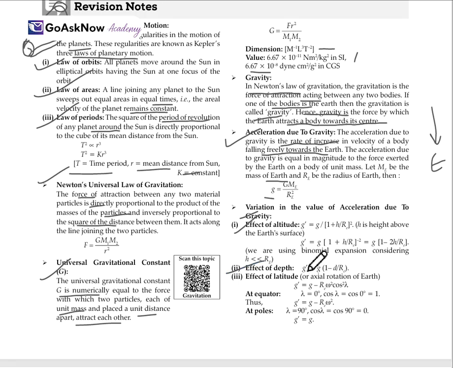Effect of depth: g' will be equal to g(1 - d/R). Now, second is the effect of the axial rotation of the earth. g' will be equal to g minus R_e omega squared cos squared lambda. When lambda is equal to 0 degrees, at the equator, g' will be equal to g minus R omega squared, and at the pole, g' is equal to g.